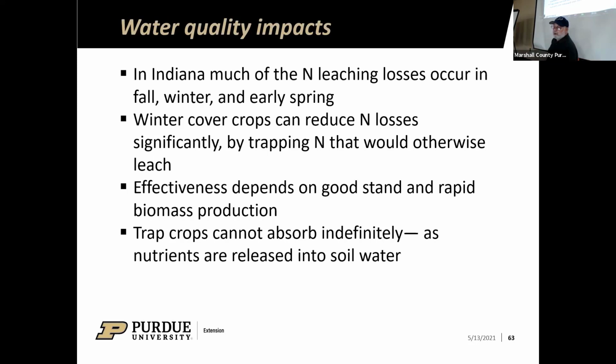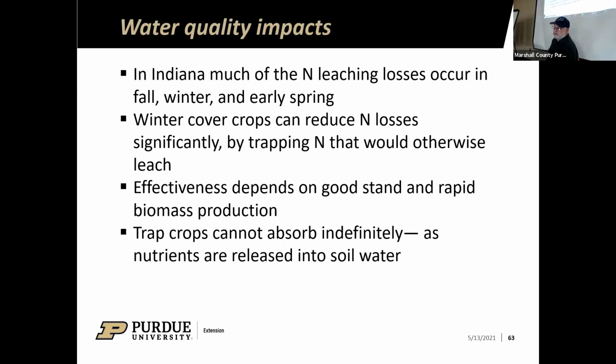So from a water quality standpoint, something we do as gardeners too is we have rain beds to do the same thing, to help capture nutrients before water leaches into the soil and into our surface water as it exits. So it helps with that.